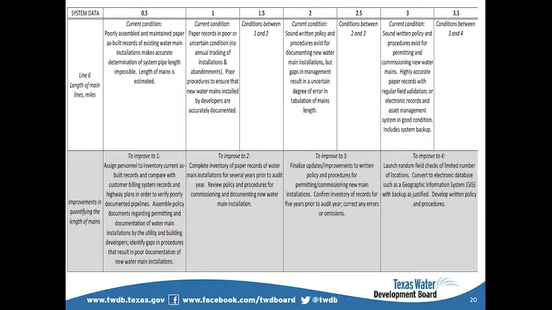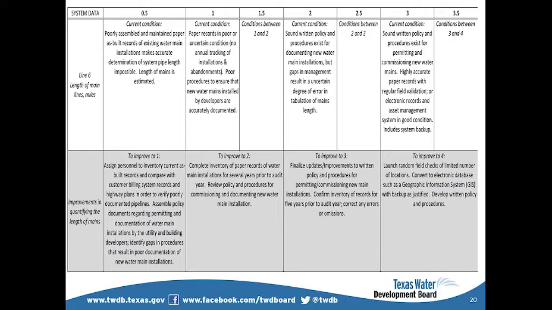But basically, how a utility goes about identifying what score they would give themselves for a particular line: we can look at the length of main lines, line 6 on the water loss audit, which is the first field a utility has to assess. If a utility filled out that they have 150 miles of main line, they need to start by looking at the current conditions within their system and looking at 0.5 as it states there.